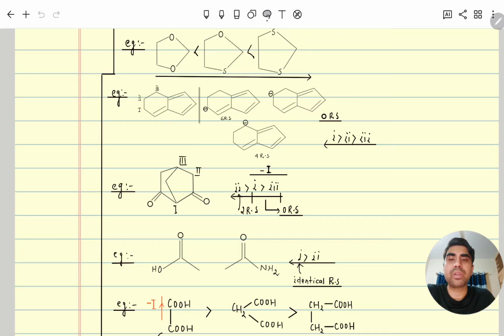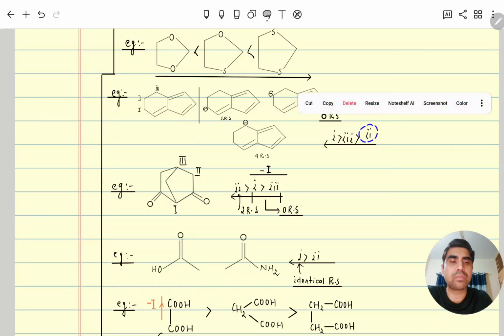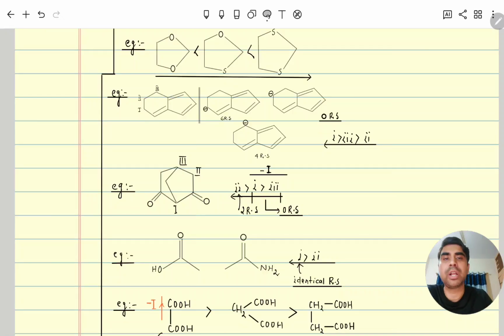Clear? Next, moving further. No, 3 has more, no? So 3 has more and 2 has 0. So we can correct this a little bit: instead of 3, 2, we can keep 3 here, and then after that 2, because 2 has 0 resonating structures. Next, moving further, we will discuss this compound.